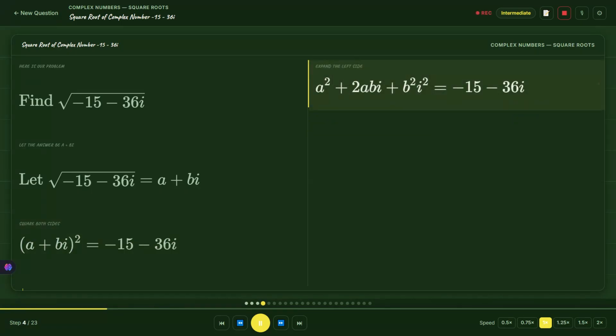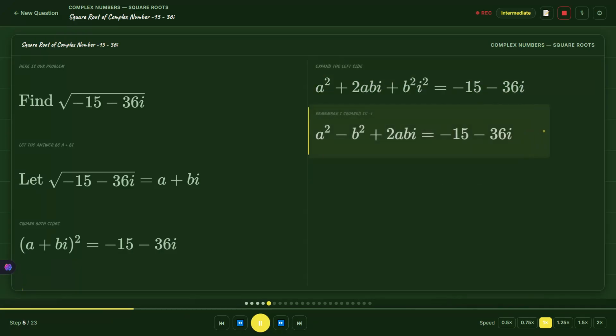We open up the bracket using the formula for a plus b whole squared. We get a squared plus 2abi plus b squared times i squared. Remember, i squared equals -1. So b squared times i squared becomes -b squared. Now we can see the real part and the imaginary part clearly.